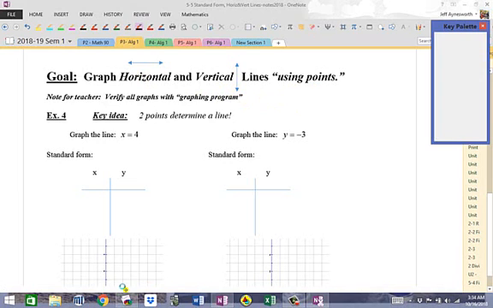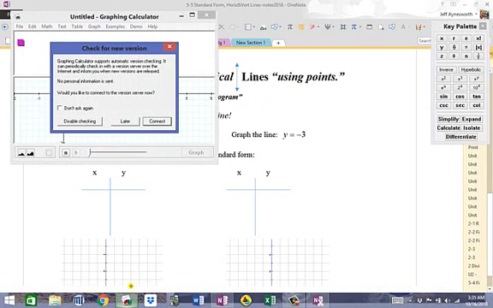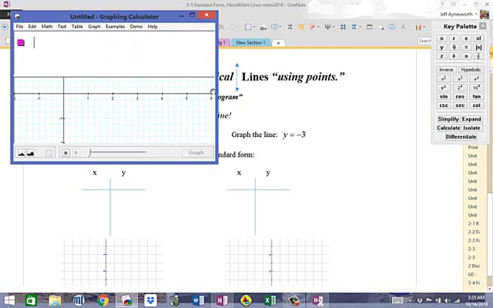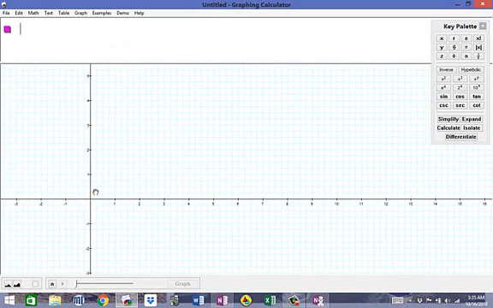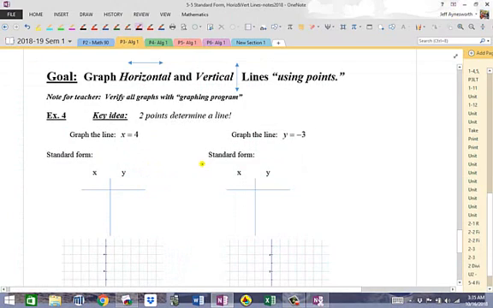Let's see here. Yeah, okay, here we go. So I could do it up here with the graphing program. So I'll verify everything with the graphing program. Okay, so here we go. 2 points determine a line. That's the key idea. So remember that. You need 2 points to draw a line.